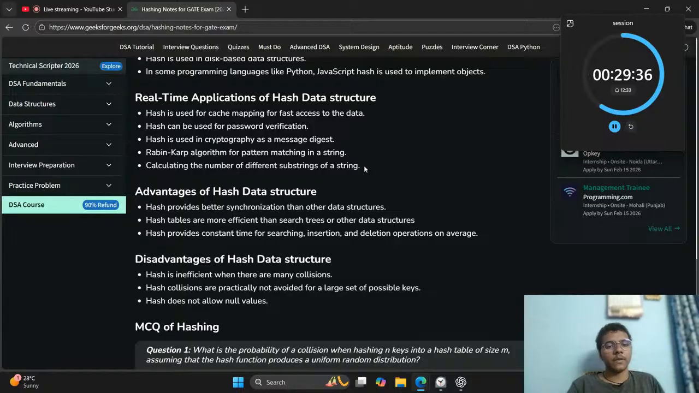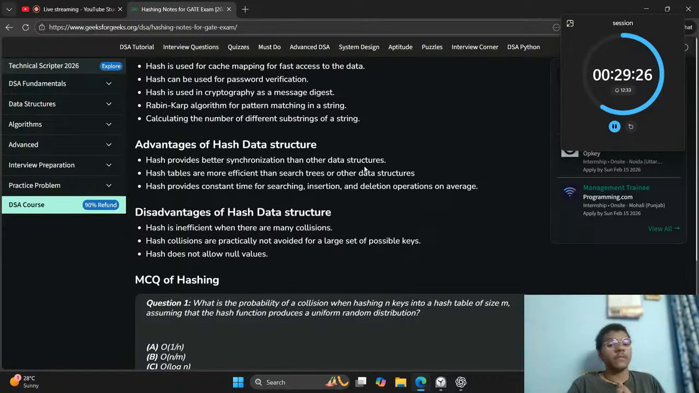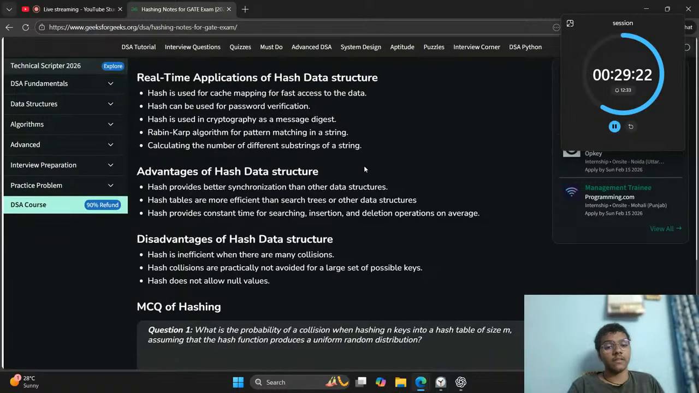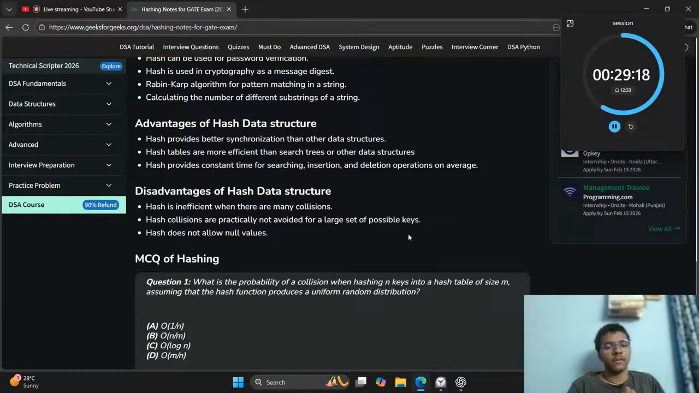Hash is used in cryptography as a message digest. Also the Rabin-Karp algorithm for pattern matching in a string, and calculating the number of different substrings of a string. Advantages of hash data structure. Hash provides better synchronization than other data structures. Hash tables are more efficient than search trees or other data structures. Hash provides constant time for searching, insertion, and deletion operations on average.